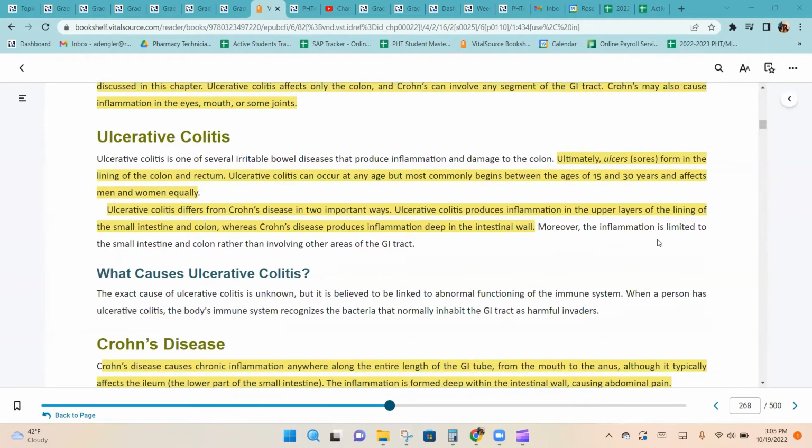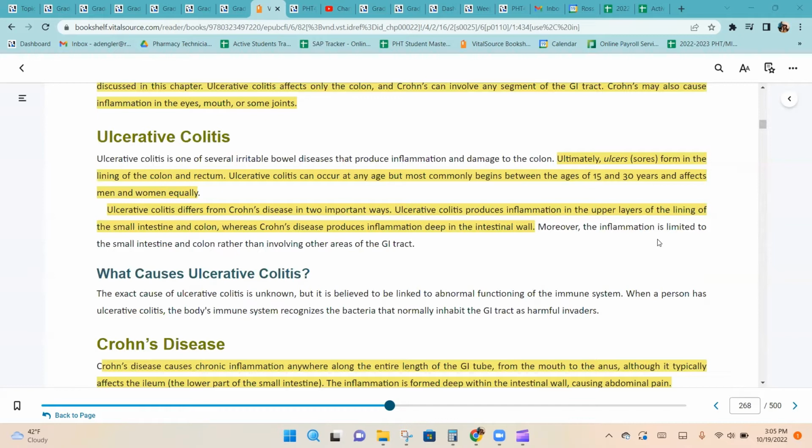Ulcerative colitis is one of several inflammatory bowel diseases that produces inflammation and damage to the colon. Ultimately, ulcers form in the lining of the colon and rectum. Ulcerative colitis can occur at any age, but most commonly begins between the ages of 15 and 30 years and affects men and women equally.